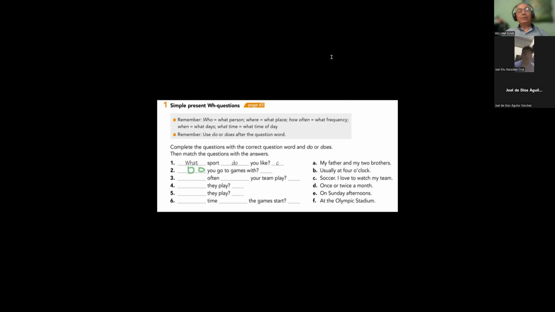When do they play? The last one, what time? What time? I have a problem with this. What time do the game start? Correcto. The game starts usually at 4 o'clock.